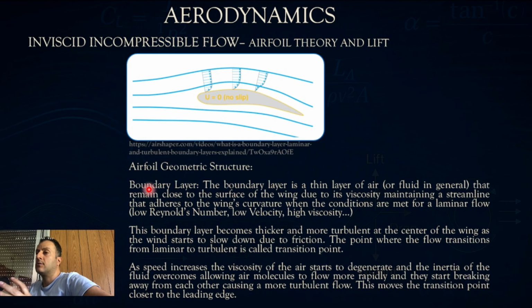All right, now let's talk about boundary layer. The boundary layer is a thin layer of air or fluid in general that remains close to the surface of the wing due to its viscosity. This maintains a streamline that adheres and follows the wing's curvature when the conditions are met for a laminar flow, when you have a normal speed, not a very high speed, and a good viscosity.